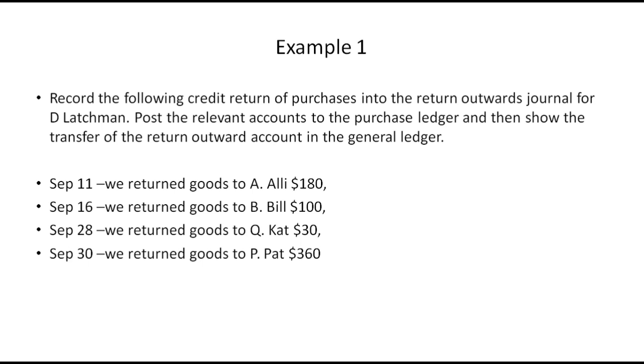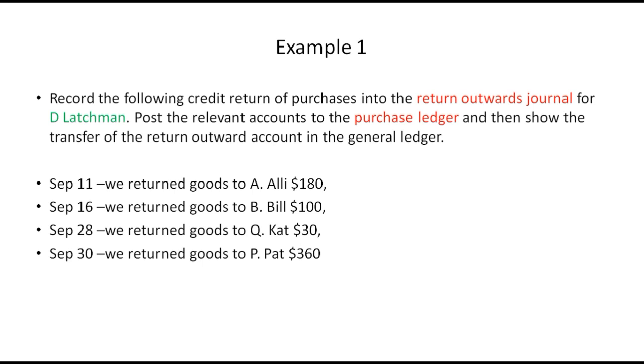Record the following credit return of purchases into the return outwards journal for D. Latchman. Post the relevant accounts to the purchase ledger and then show the transfer of the return outward accounts in the general ledger. 11th September, we return goods to A. Ali, $180. 16th September, we return goods to B. Bill, $100. 28th September, we return goods to QCAT, $30. 30th September, we return goods to PPAT, $360.